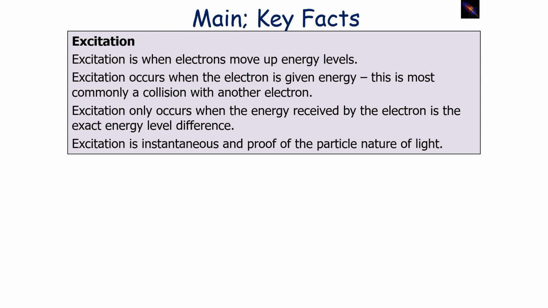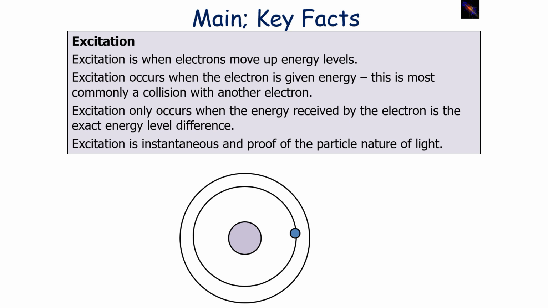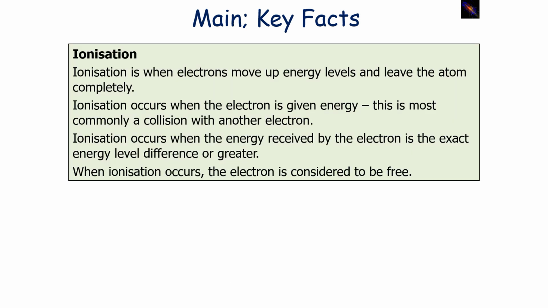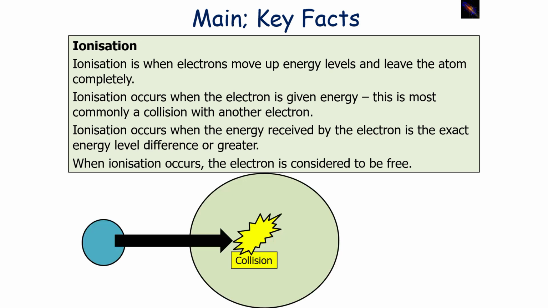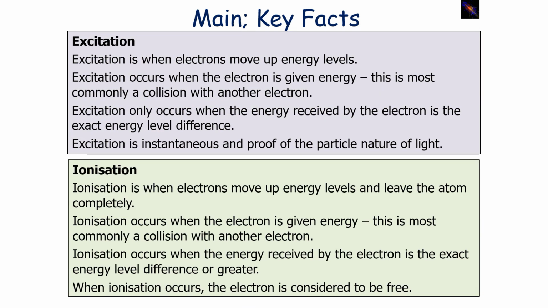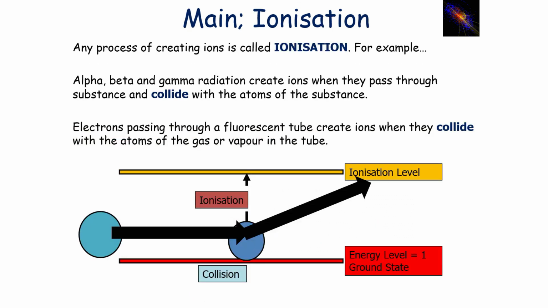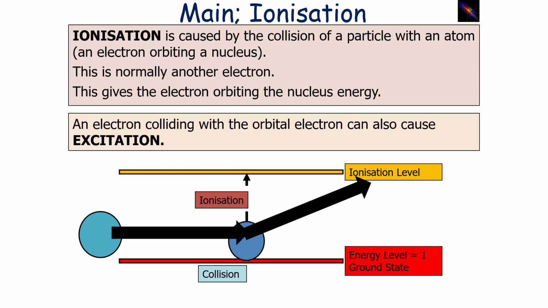Now, excitation is instantaneous and proof of the particle nature of light. So what can happen is in excitation, the electrons move up energy levels. Now, an ionization is similar to excitation, however, the electron is considered to be free. So in your collision for your ionization, the electron will in fact leave our atom. So you can compare and contrast the two. Now remember, adding electrons makes an atom a negative ion, removing electrons makes an atom a positive ion. So it's important to understand the difference between ionization and excitation.